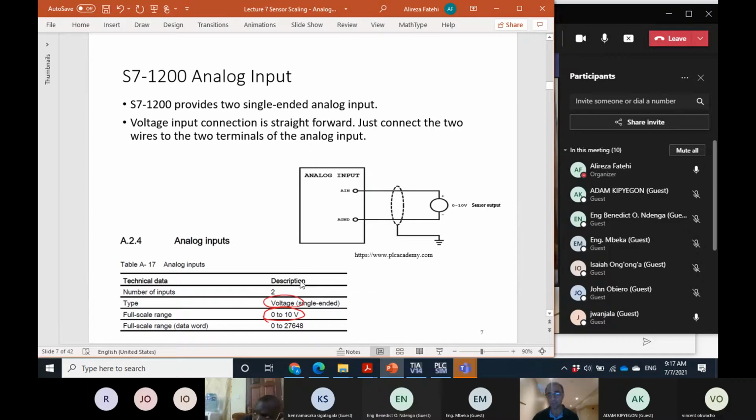For the voltage signal, it's very simple to be connected to the PLC. We just directly connect the sensor to it. This is single-ended, which means that the ground is common. So the ground of the sensor and the ground of the PLC are the same. We should connect the ground of the sensor to the ground of the PLC, and then the analog signal is directly connected to the analog input signal terminal.